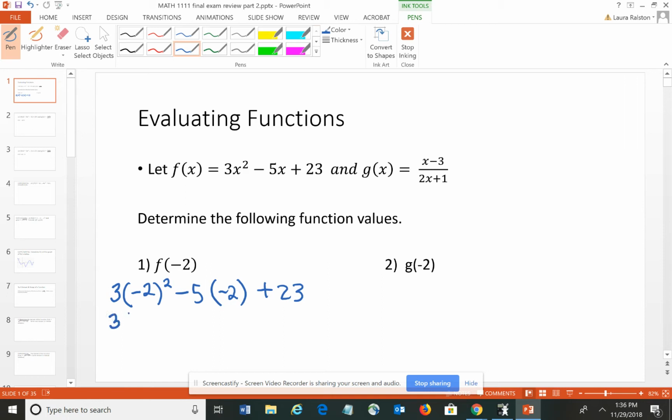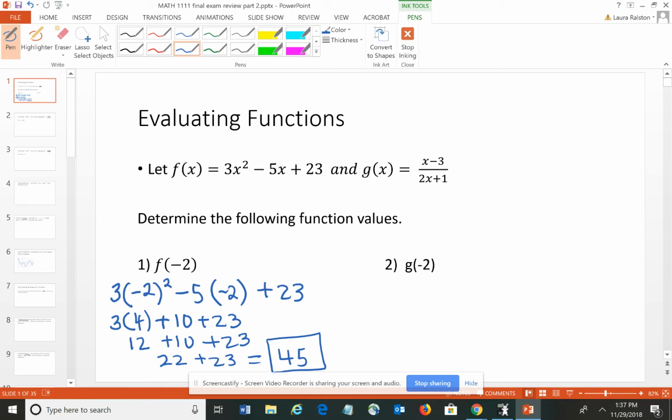We would have 3 times 4. Negative 2 squared is 4. Negative 5 times negative 2 is positive 10, plus 23. 3 times 4 is 12 plus 10 plus 23. 12 plus 10 is 22 plus 23, which gives us a value of 45. So f at negative 2 is 45.